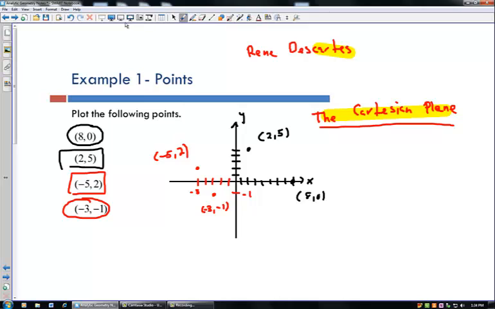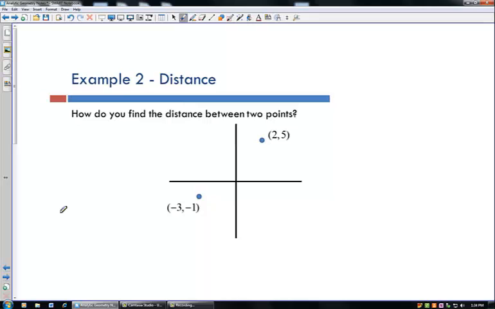All right, let's look at another example where we're going to have to try to find the distance between two points. So how do we find the distance between these two points right here? Let's give it a name. Let's call it D. To find this distance, we're going to use what's called the Pythagorean theorem.